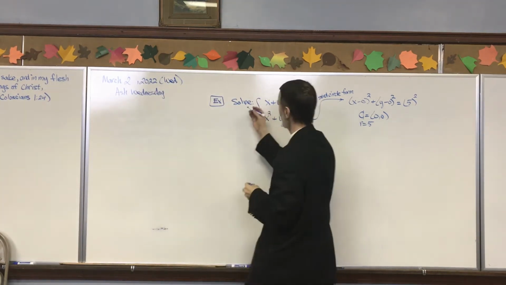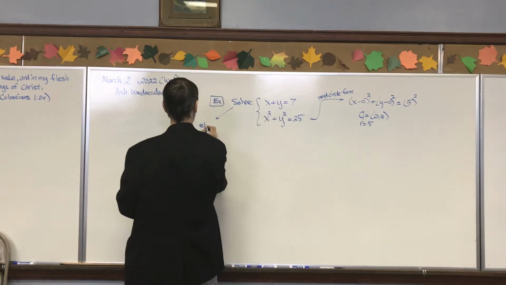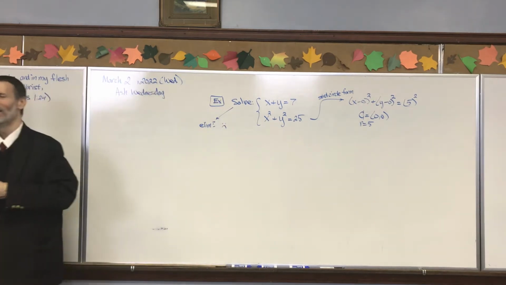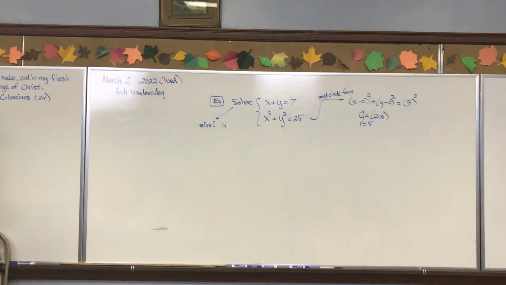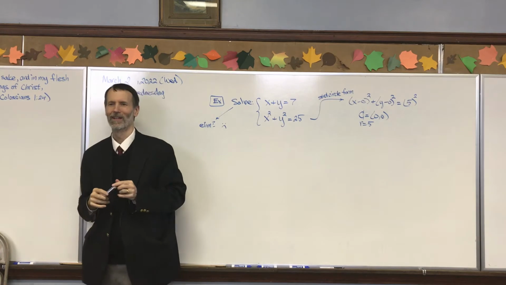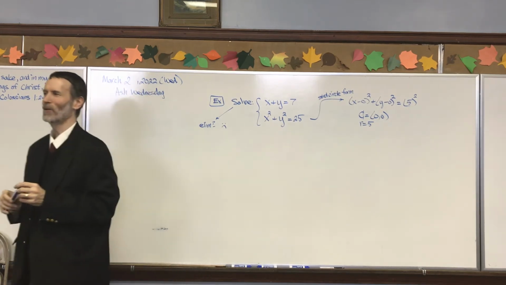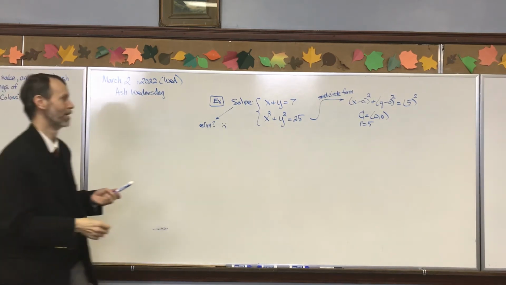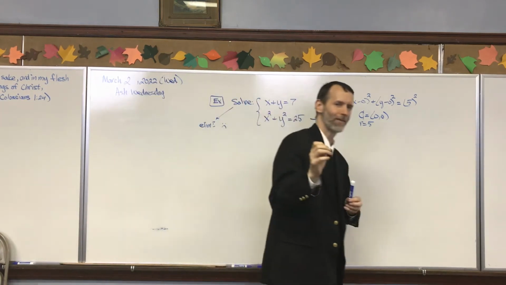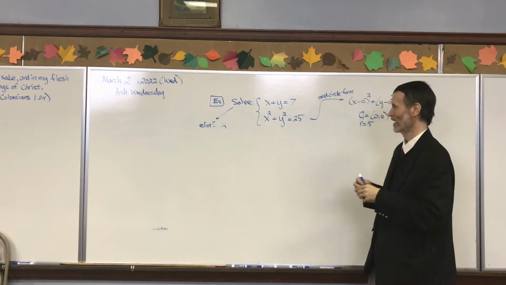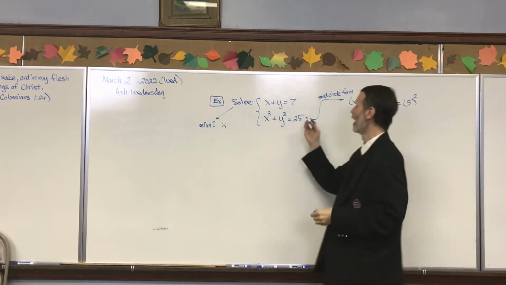In other words, elimination doesn't work here. Elimination needs something to cancel, and they can't. So what could you use? What method might work? Substitution. Substitution requires what? What do you have to do first? We can get one of the variables by itself. Yes, and then do what? And then plug it in.